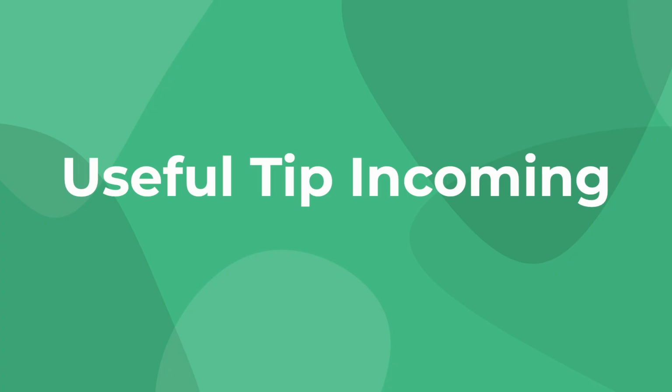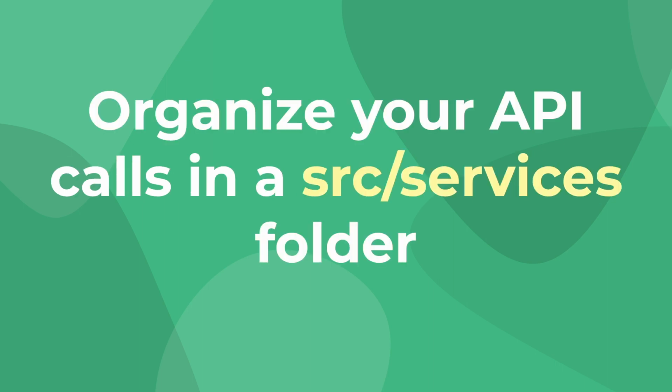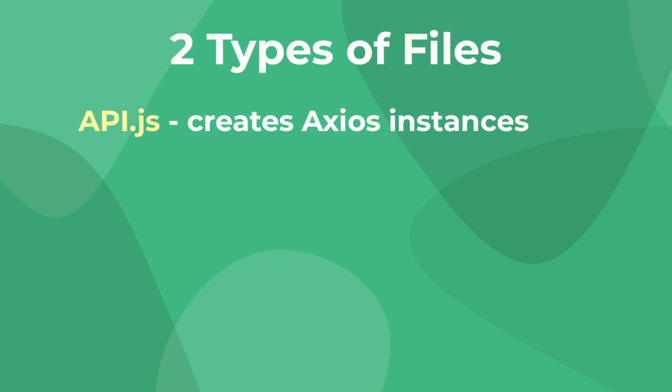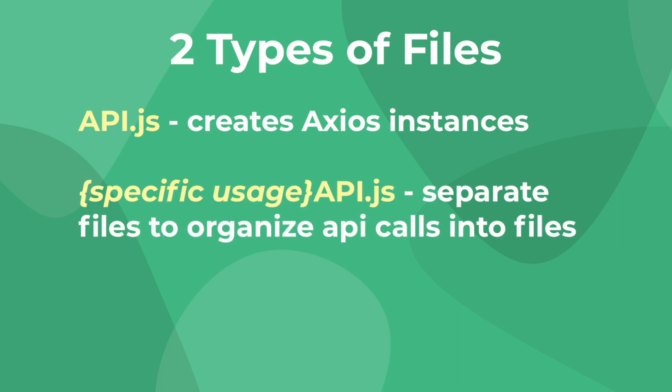So one tip that I use in all of my projects to help organize my API calls is to create a services folder that will contain my API calls. And in this folder, there are two types of files. There's an api.js file that'll create an Axios instance with a certain URL, and then I'll create an API file for each different type of functionality. And these are more specific files that organize my code into easy-to-find modules.